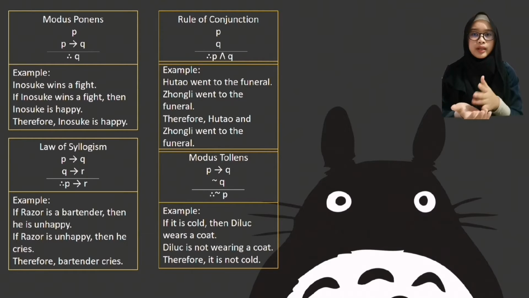Law of syllogism: P implies Q, Q implies R, conclusion P implies R. Example, if Razor is a bartender, then he is unhappy, P implies Q. If Razor is unhappy, then he cries, Q implies R. Therefore, if Razor is a bartender, he cries. Conclusion, P implies R.